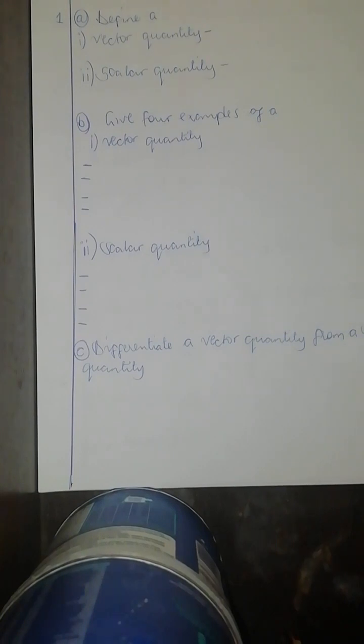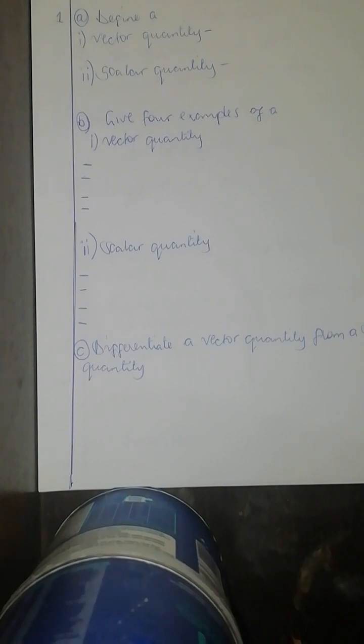Define a vector quantity. What is a vector quantity? When you hear a vector quantity, this is a quantity that has size and direction, or it has magnitude and direction. It's one and the same thing. Then scalar has size and no direction. Give 4 examples of vector quantities.